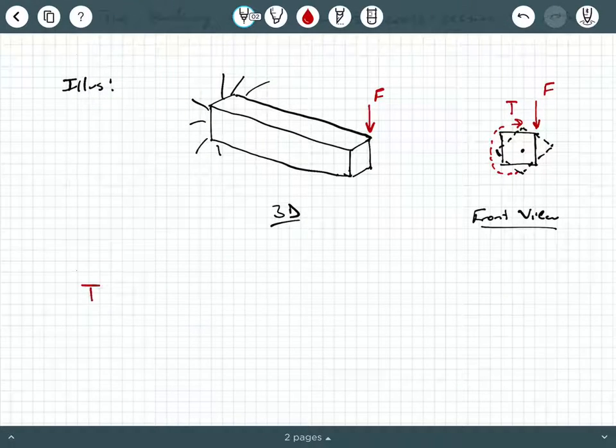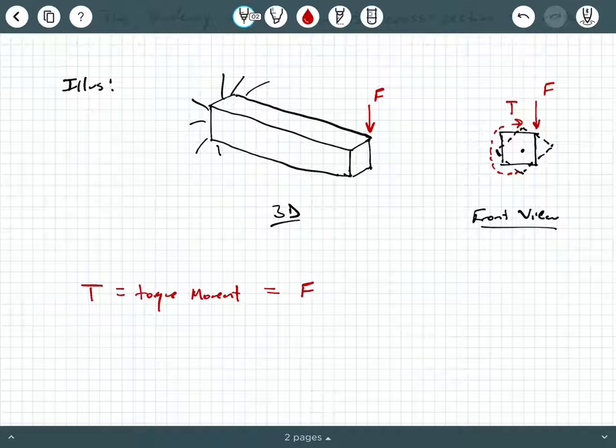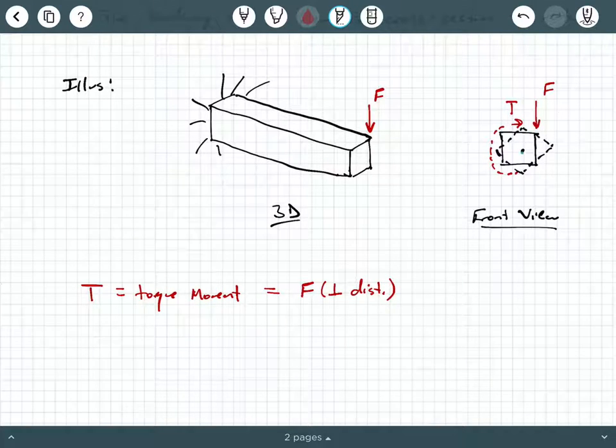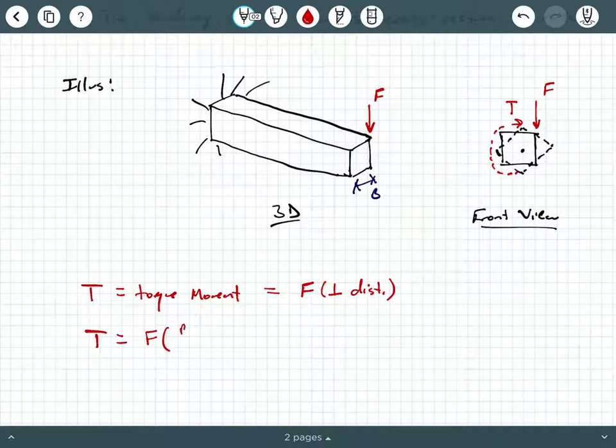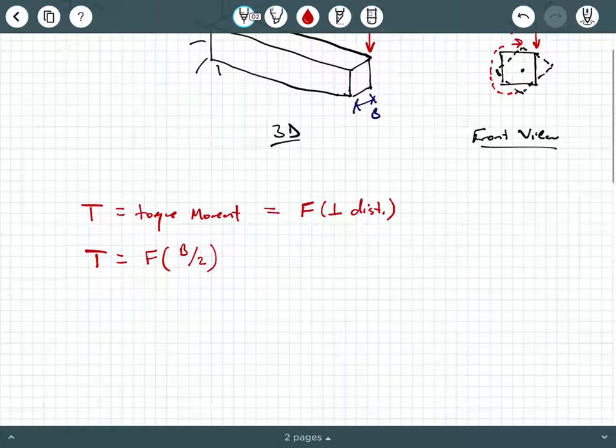So what happens is we can develop T, the torque moment, and that's going to be equal to that force times something. Well, that something is still a perpendicular distance. But what is the perpendicular distance in this case? Well, the perpendicular distance is the distance from the point of action of the force to the center of the cross section right here, okay? So if this beam has a width of, say, B right here, then this torque is going to be equal to force times B over 2, right?